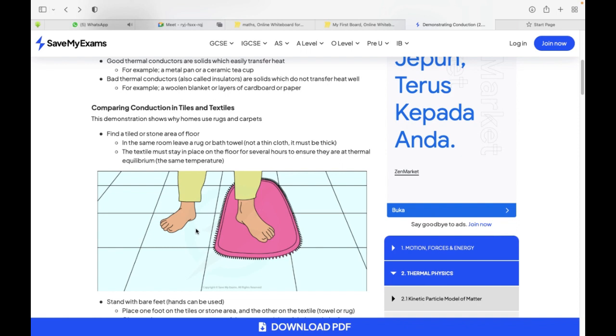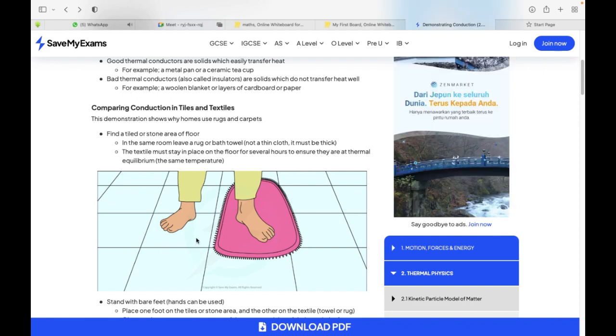Find a tiled area of floor. Okay, now in the same room, leave a rug or a bath towel, not a very thin cloth. It must be a little bit thick so that you will be able to feel the difference. Not the one you put on the tiles, it will still look as if you're standing on the tile. So use one that is a little bit thick, that you can feel the difference.